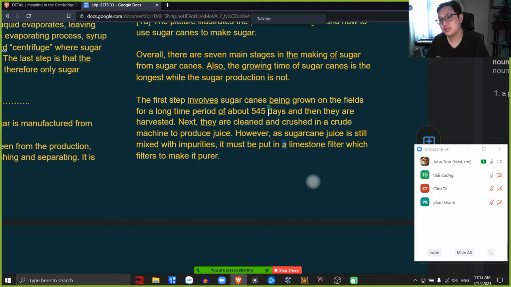For the second time, if you mention that for the second time, it's already there. People know exactly what you're talking about. So you use the definite article the at the second time, okay? It must be put in a limestone filter, which filters to make it purer. Filters what? Must filter it.